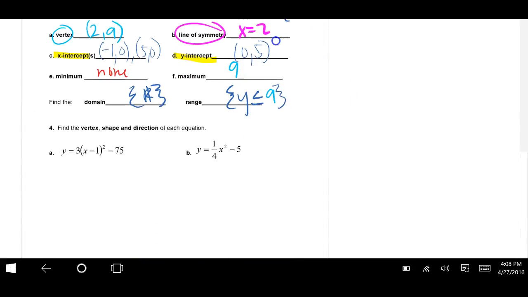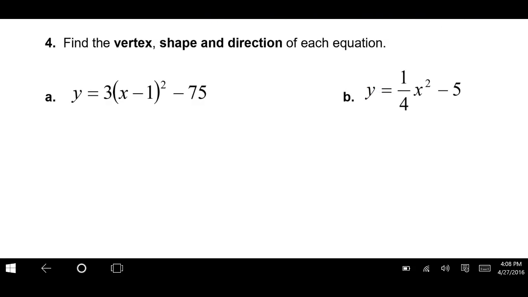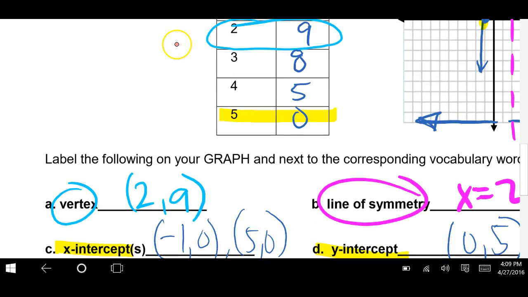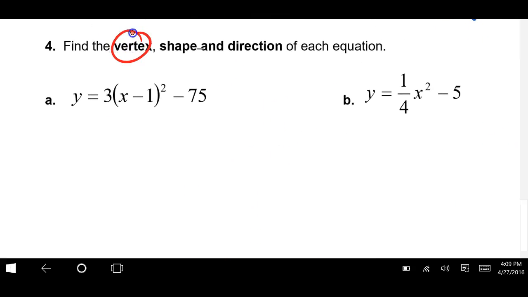Okay? Let's go to the last ones here. Okay, now remember, on the test, I only want you to find the vertex and the direction. So not the shape. So the direction is, does it open up or does it open down?